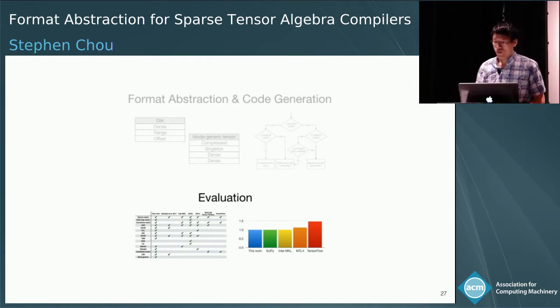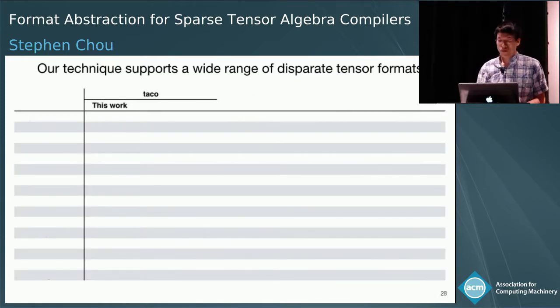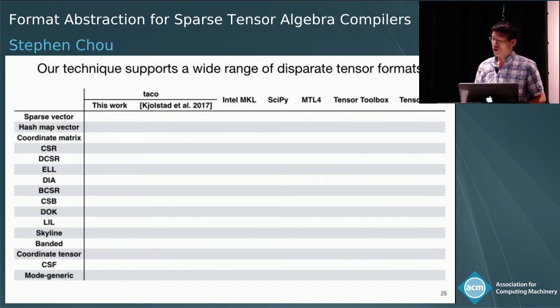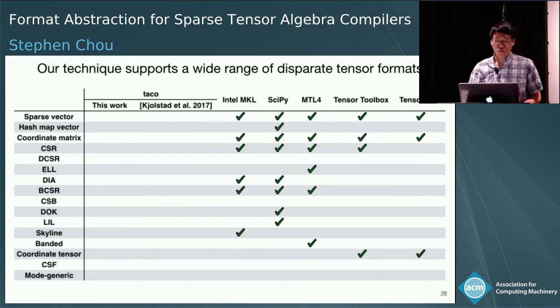Now to evaluate it, we implemented it as a prototype extension to the Taco tensor algebra library. And we evaluated it both against Taco without our extension, as well as against various widely used sparse linear and tensor algebra libraries. For each of these libraries, we looked at which tensor formats it supports, and what we found was that all the libraries support only a handful of formats each, with some like TensorFlow, for instance, being particularly limited in terms of what formats they support.